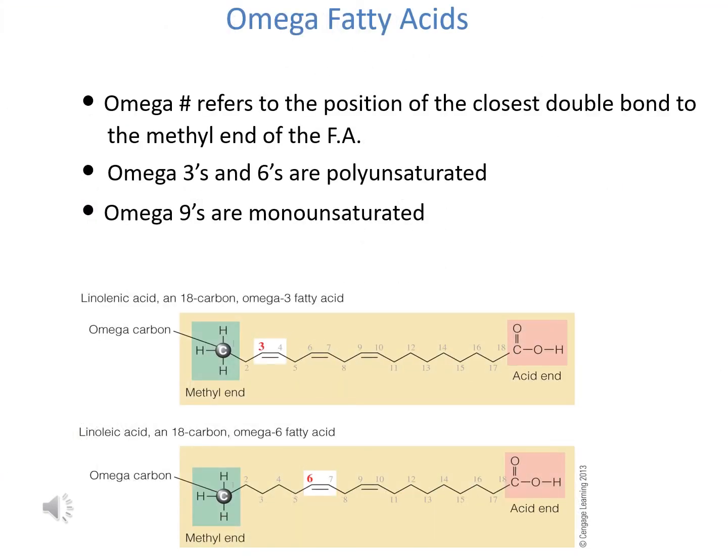Fatty acids not only differ in the length of their chains and the degree of saturation, but also in the location of their double bonds. Polyunsaturated fats are identified by the position of the double bond which is closest to the methyl end of its carbon chain. This is referred to as the omega number. Now, you may be familiar with omega-3s, which many health organizations encourage us to consume on a regular basis for health reasons. And we'll review the benefits of omega-3s as we go further in the lecture.